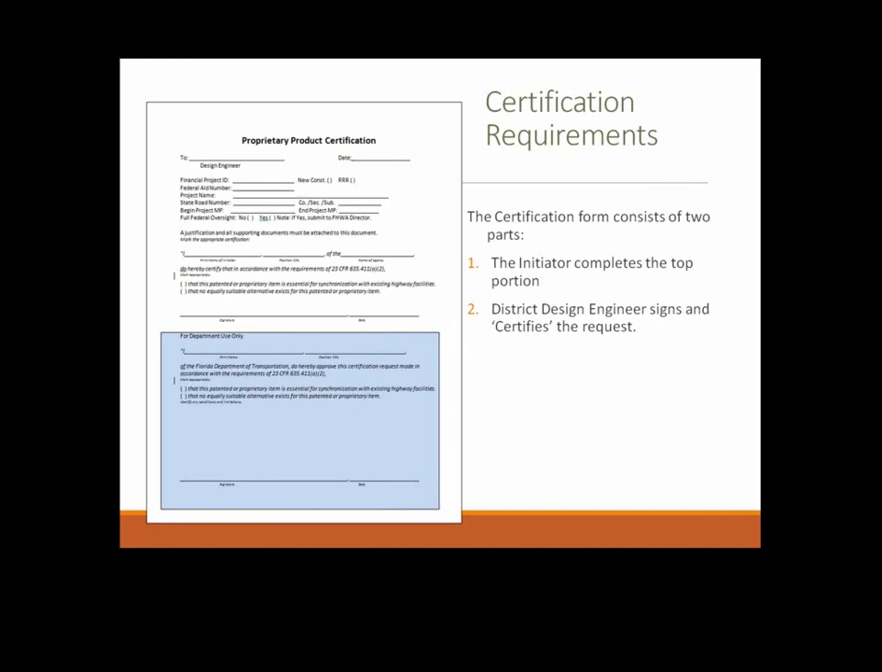I, so-and-so of the so-and-so department, hereby certify in accordance with the requirements of 23 CFR 635.411 that this patented or proprietary item is, one, either essential for certification, or synchronization with an existing facility, or that there is no equally suitable alternative that exists for this item. Only one may be selected. After the review, the district design engineer will sign the bottom.